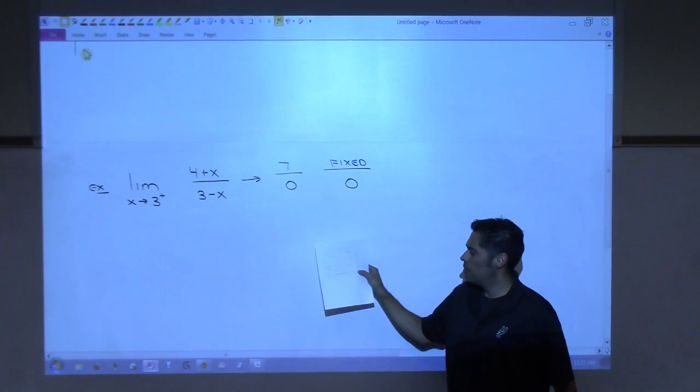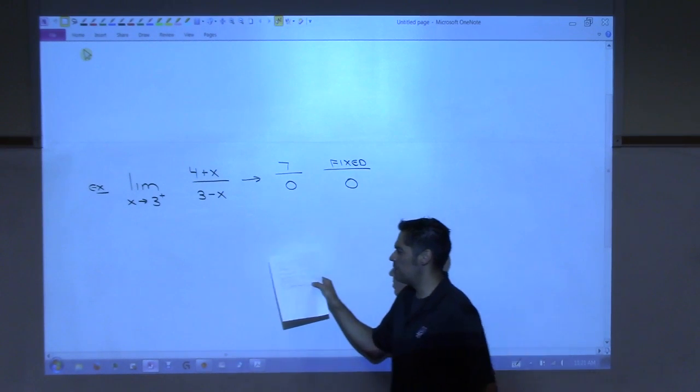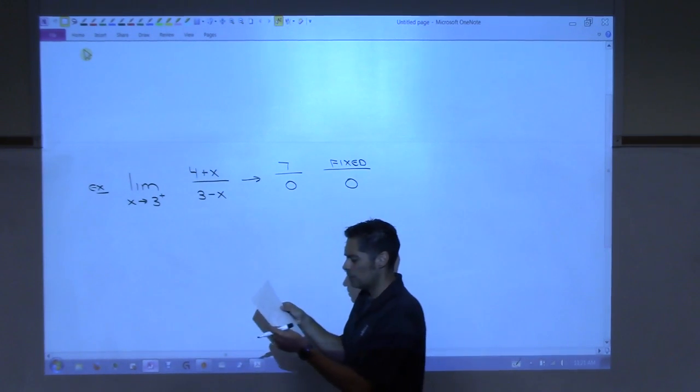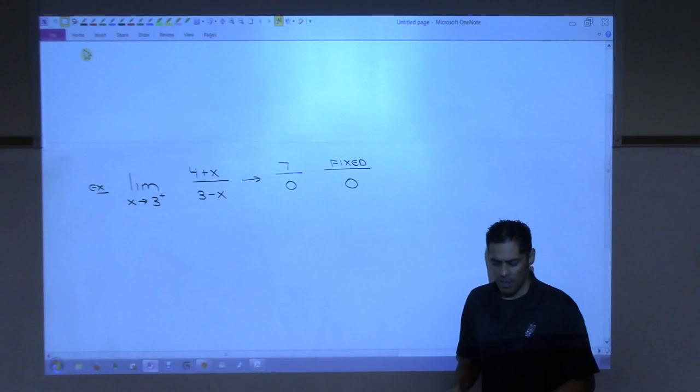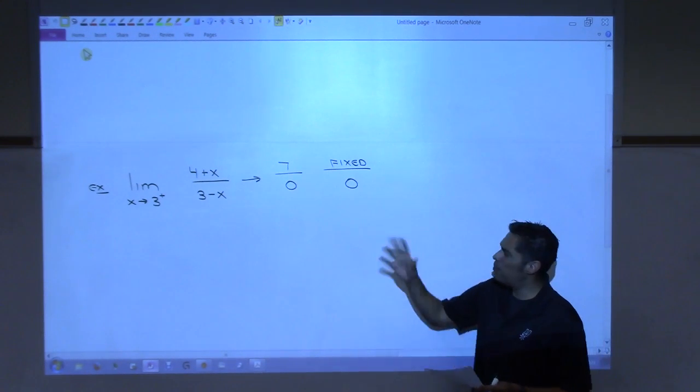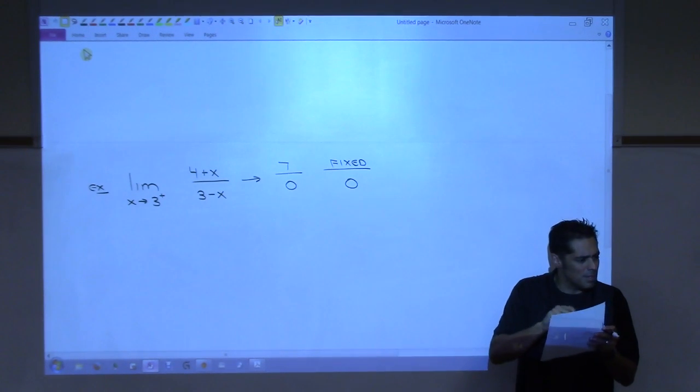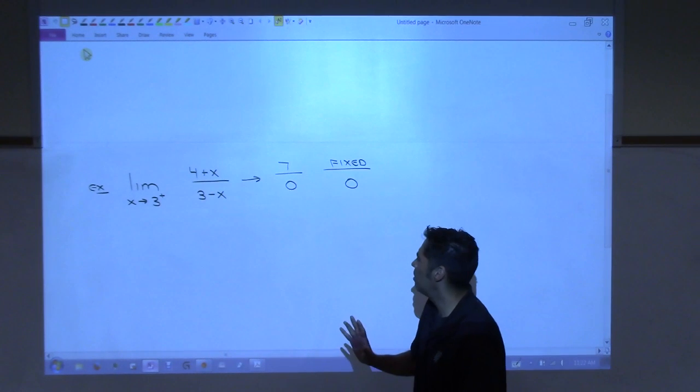Okay, anytime we have fixed over 0, there's actually 4 different scenarios here, right? That it looks like in this box? But do you notice on all of those scenarios we have pluses and minuses? Do you see those little pluses and minuses? Okay, so let me try and explain what's happening here.